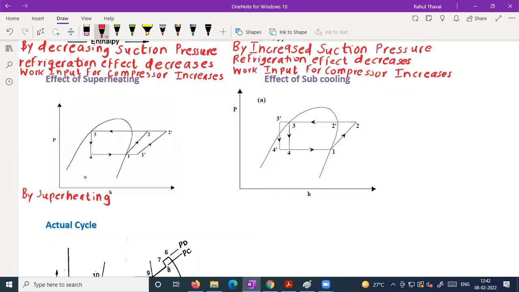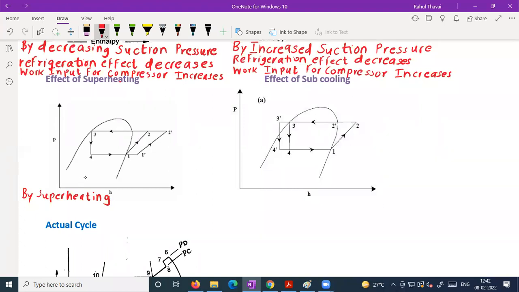Initially it was 1, 2, 3, 4. Now I superheated it. So point 1 becomes 1 dash, and obviously 2 becomes 2 dash, because when you superheat, you are moving on the right hand part of the curve. So as 1 becomes 1 dash, 2 becomes 2 dash.